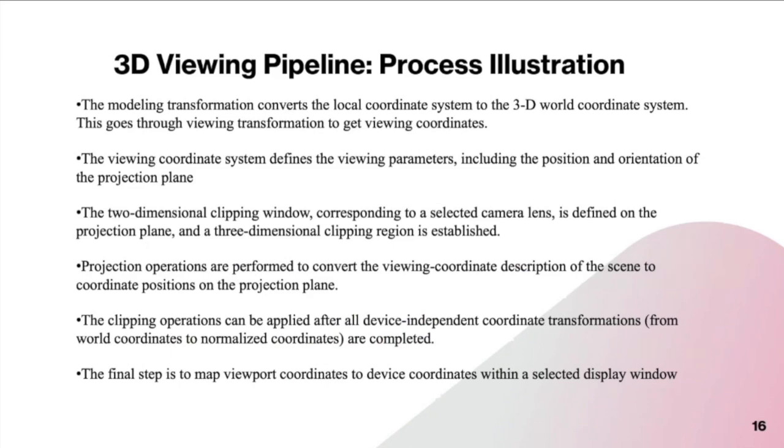When we try to illustrate, the viewing coordinate system defines the viewing parameters, including the position and orientation of the projection plane. The two-dimensional clipping.